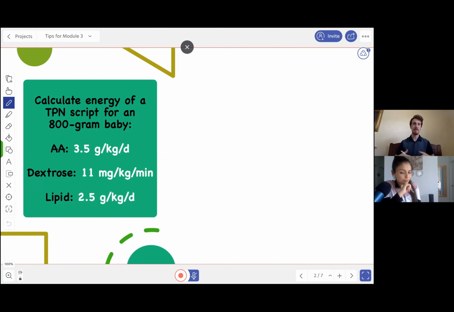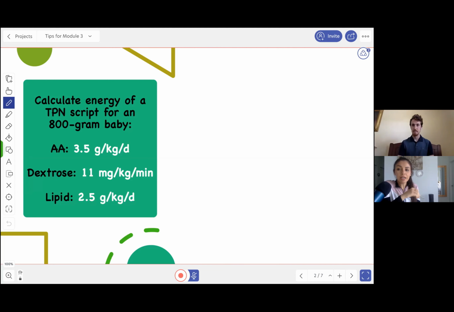So today we're going to be calculating energy provided from a TPN script, total parenteral nutrition script. So let's convert these values into the calories that they're going to provide for the baby during the TPN.